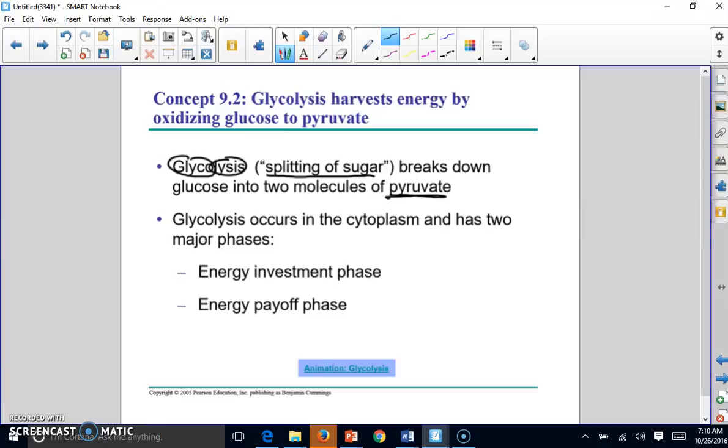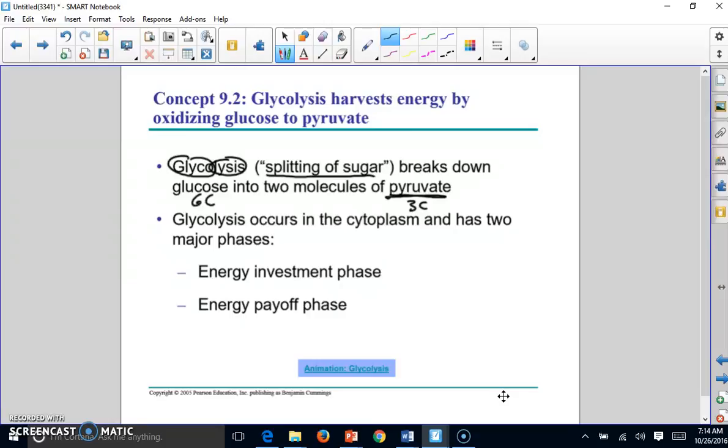Glucose is a 6-carbon sugar. So we got cut off for a second, I apologize. So we were saying that glucose was a 6-carbon sugar, and since it's split in half, pyruvate becomes a 3-carbon sugar.